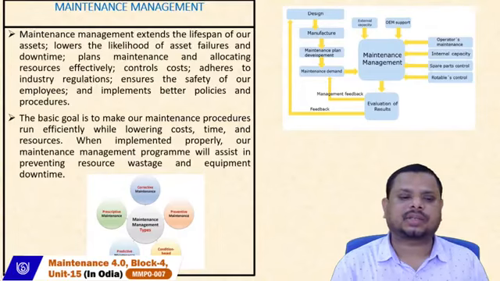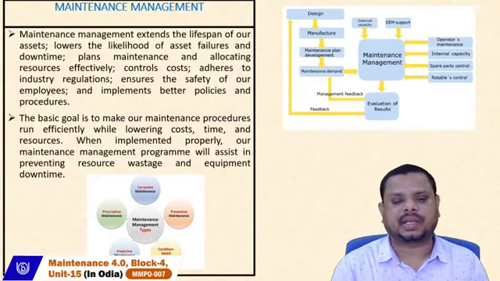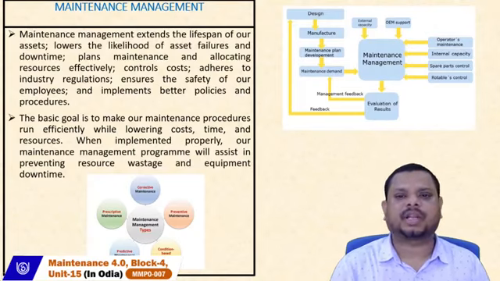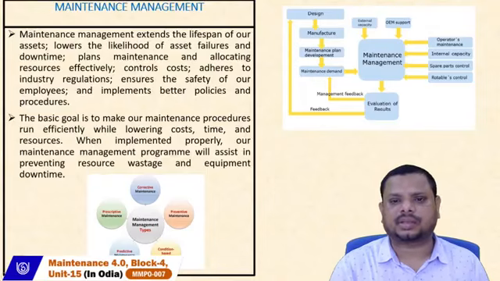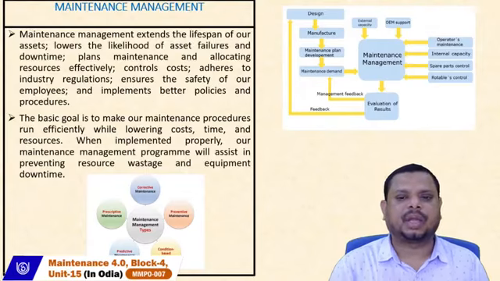Let's understand the classification of maintenance management. We have corrective maintenance, preventive maintenance, condition-based maintenance, predictive maintenance, and prescriptive maintenance. These are the five types of classification. The process of maintenance management starts from design, then design to manufacture, and manufacture to maintenance plan development.